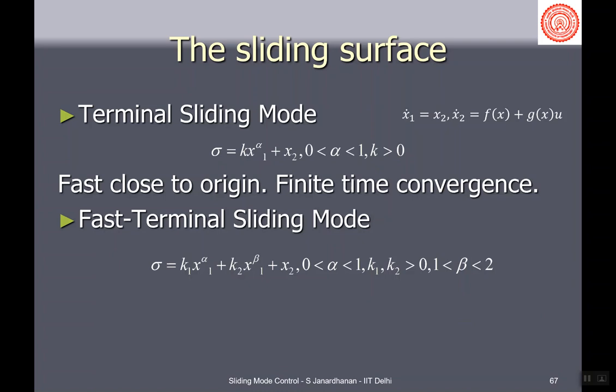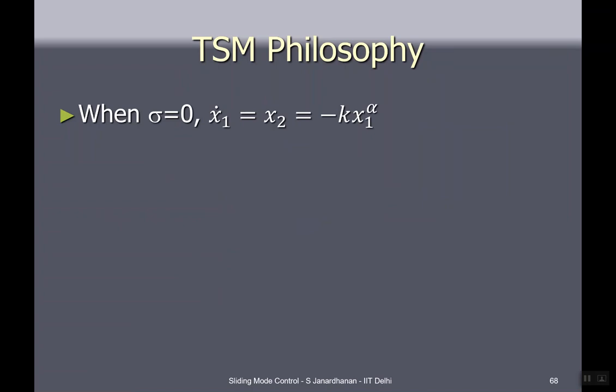What this basically does is, when the system is close to the origin, the rate of convergence is sped up, faster than the exponential rate of convergence, which in turn leads to finite time convergence. And you have a modification of this terminal sliding mode called fast terminal sliding mode, where you have an additional term which ensures that the convergence rate is also fast when the system is far away from the origin. So let's see what is happening here.